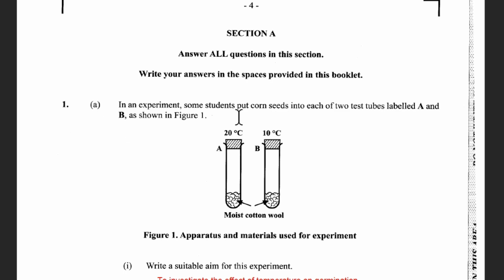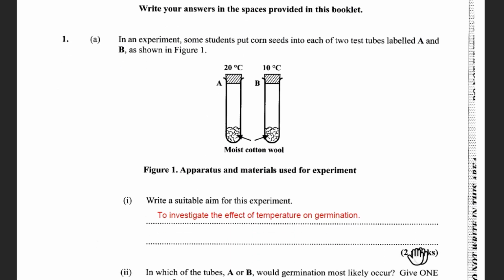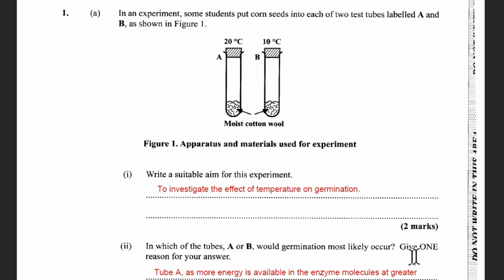In an experiment, some students put corn seeds into each of two test tubes labeled A and B. You can see A has a temperature of 20 Celsius and B has one at 10 degrees Celsius. Write a suitable aim for the experiment. You'll notice that both of them have moist cotton wool. So what you want to do here is investigate, well, what is the manipulated variable? In that case here, the answer is temperature. So the aim is to investigate the effect of temperature on germination.